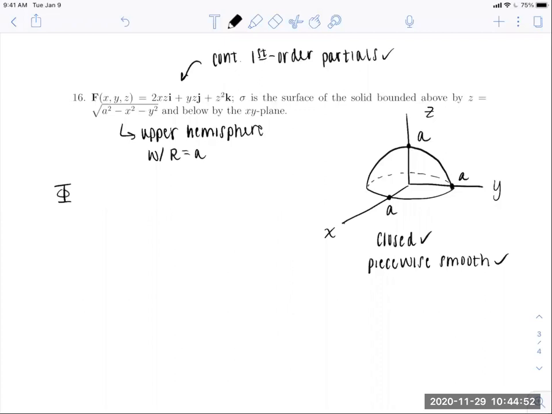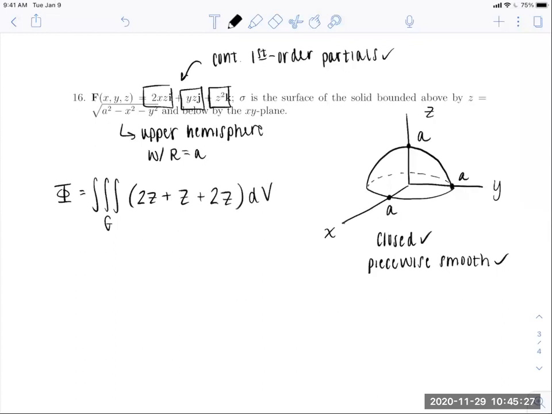The flux of this vector field across this surface is going to be the triple integral of the divergence of F. So first, let's take a look at the first component function, which is 2xz. I want to take the partial with respect to x. So that's going to give me 2z. Next, I want to take the partial of yz with respect to y. That's going to give me z. And then finally, the partial of z squared with respect to z is 2z. So everything here is in terms of z's. All right, so of course, all of this is going to simplify to 5z.